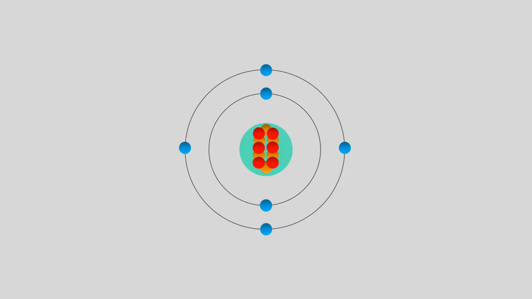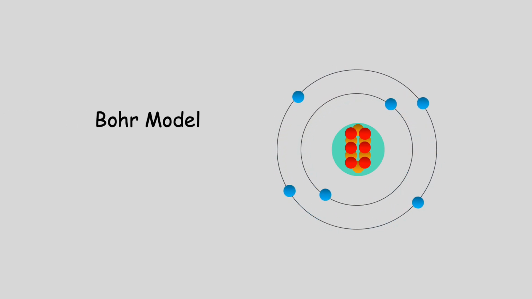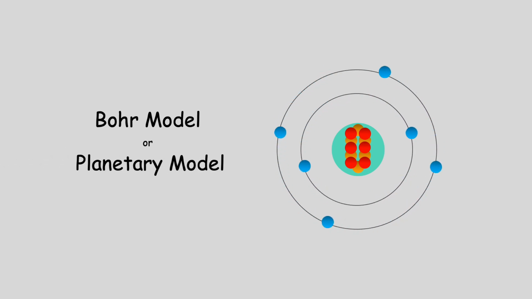So this is how an atom looks like. The central part of the atom is called the nucleus. It is made up of protons and neutrons. Electrons revolve around the nucleus in orbits or shells. This model of representation is called the Bohr model. This model is also called the planetary model, as it is similar to the way planets orbit our sun.